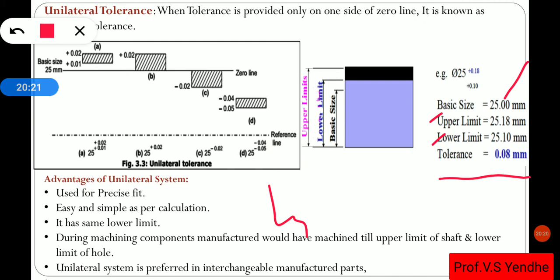Then during machining, components manufactured would be machined till the upper limit of the shaft and the lower limit of the hole. That means मॅन्युफॅक्चर करताना होल आणि शाफ्ट मशीनिंग कुठपर्यंत करायचं आहे तर शाफ्टच्या अप्पर लिमिटपर्यंत आणि होलच्या लोअर लिमिटपर्यंत आपल्याला मशीनिंग करायचं आहे. म्हणजे शाफ्ट अप्पर लिमिटपर्यंत आणि होल लोअर लिमिटपर्यंत.